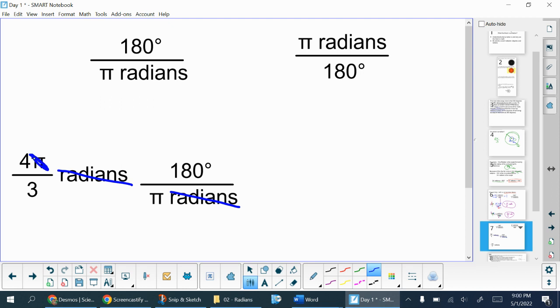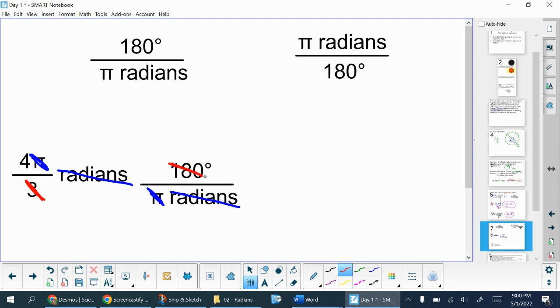Also, you'll notice the pi and the pi cancel out. And so I've got now left over 4/3 times 180. And this is the point where before I multiply the 4 times 180, I want to see what simplifies. And I see, well, 3 and 180, or 3 and really 18 is what I'm seeing here.